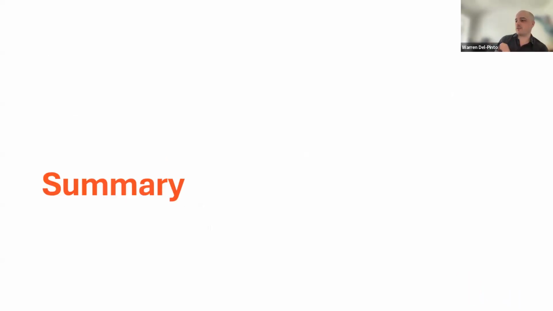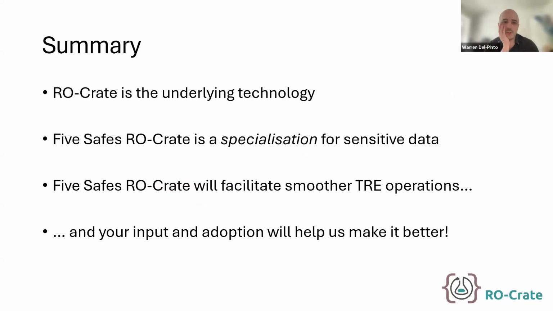To summarize the overall meeting, just to make sure that we're wrapping up into a shared understanding of what we're meant to get from it: RO-Crate is the underlying technology. It's a way to communicate that information. Profiles, like the 5 Safes RO-Crate, are specializations of the notion of an RO-Crate, specifically for sensitive data. So in the case where you have protocols and access requirements and other things like that, this 5 Safes Crate's designed to capture that as well.